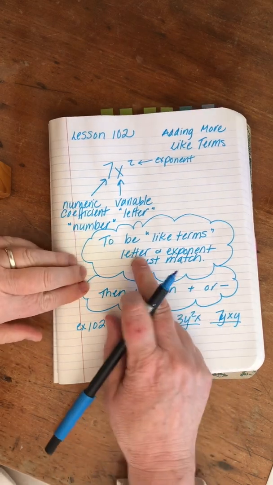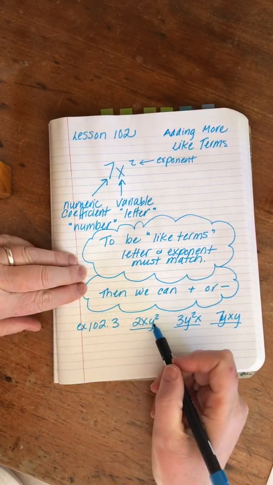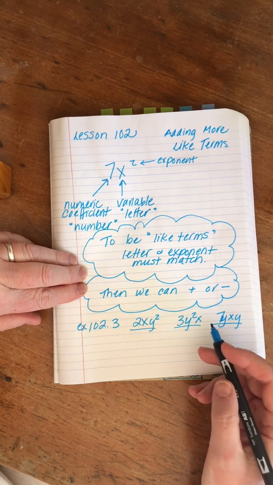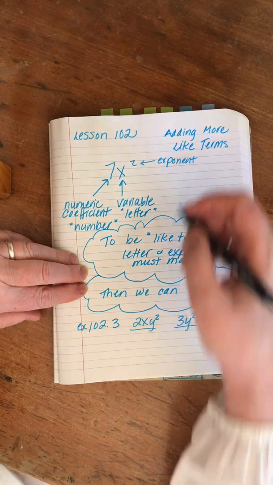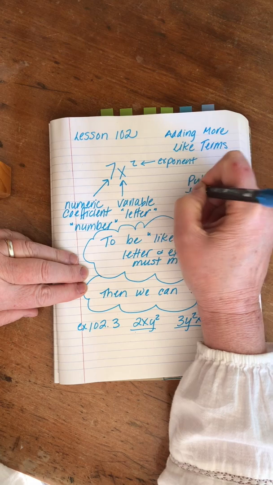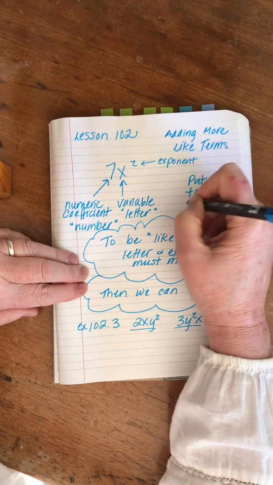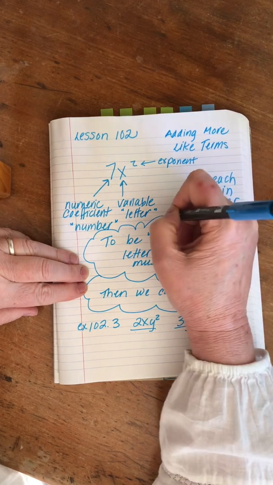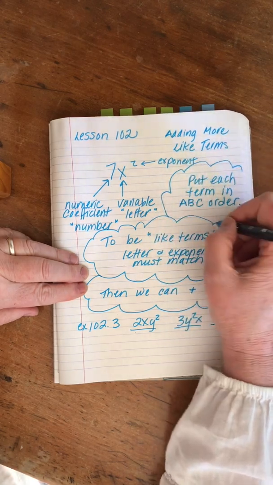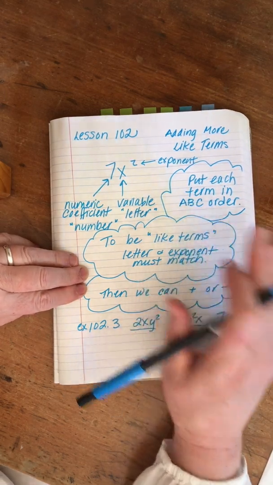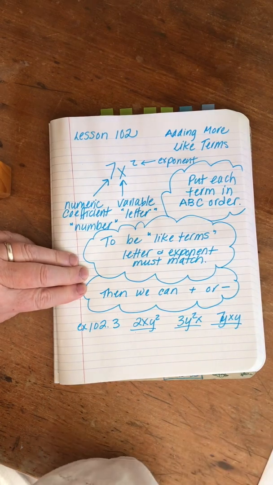So, okay, the letters and the exponents have to match. Okay, this is 2xy squared. At first glance, they look really messy, don't they? Now, here's another super important hint I'm going to give you. When we're comparing terms to see if they are quote unquote like terms, it helps if we put each term into alphabetical order, ABC order. It's faster to write, because then everything's neat and tidy and it's easier to compare.